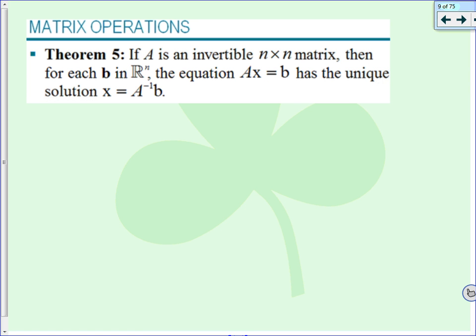All right, so if A is invertible, that means that this equation has a unique solution. And the solution is x equals A inverse times B.